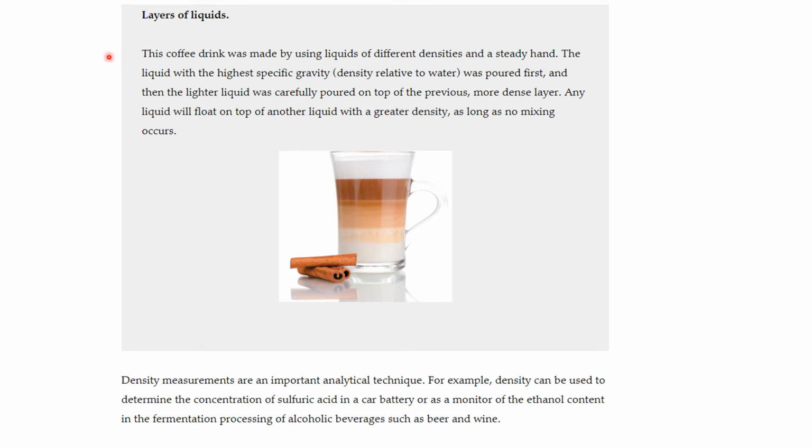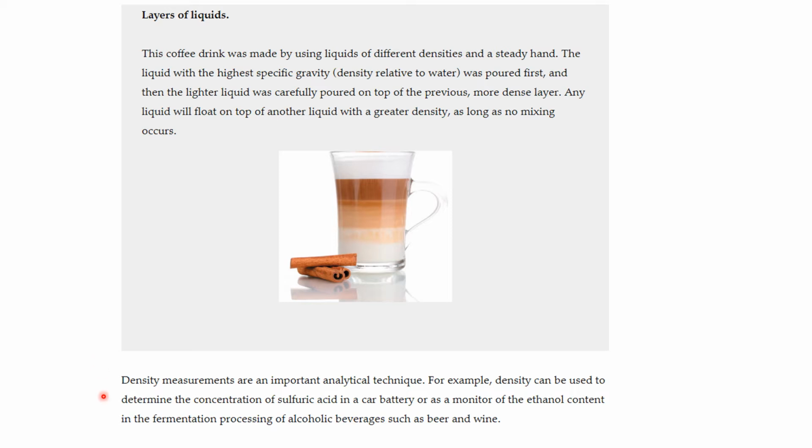Here's an example. This coffee drink was made by using liquids of different densities and a steady hand. The liquid with the highest density was poured first, and the lighter ones were poured later, and they don't run into each other because they stay in their own lanes.